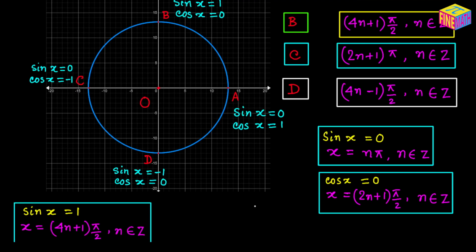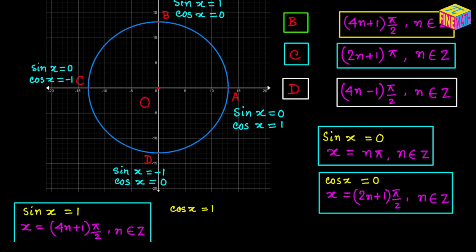Next, let's try to solve the trigonometric equation, which is cosine of x equals 1. As you can see in the diagram, there is only one position at which cosine of x can be 1, and that is the position A. And what is the general formula for the amount of angle at position A?